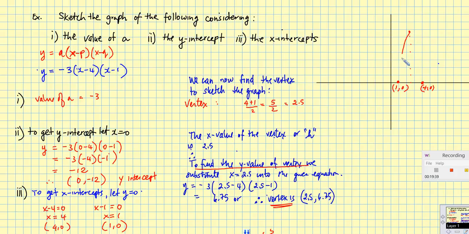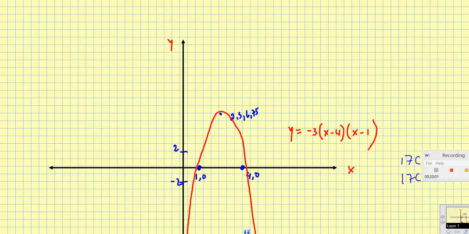So we've got our graph looking more or less like this. And as we go down in the graph, we should be hitting negative 12 somewhere down here for my y-intercept. And there's our graph of y equals negative 3 bracket x minus 4 times x minus 1. All right, that's it. That's all I have to say.